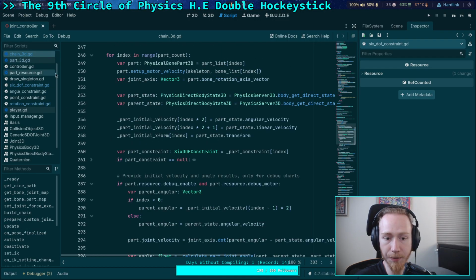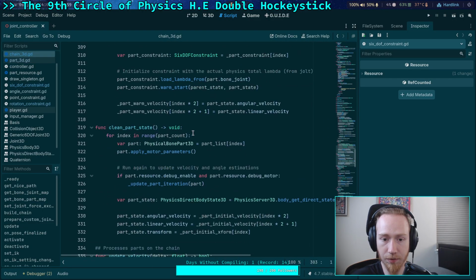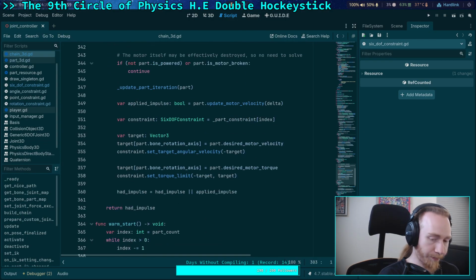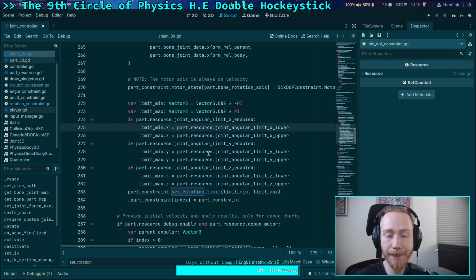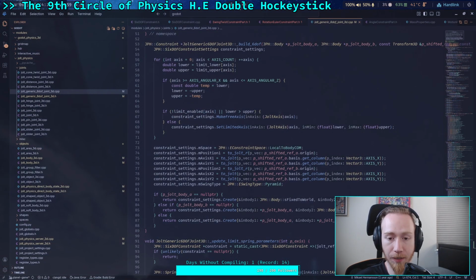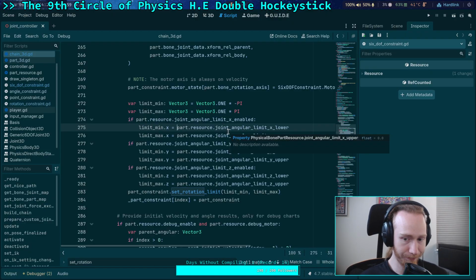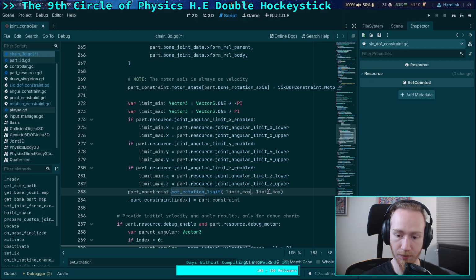So set rotation limits. There it is. Yeah, it's just gonna be like that. Lower is negative upper, upper is negative lower. Just be like that.